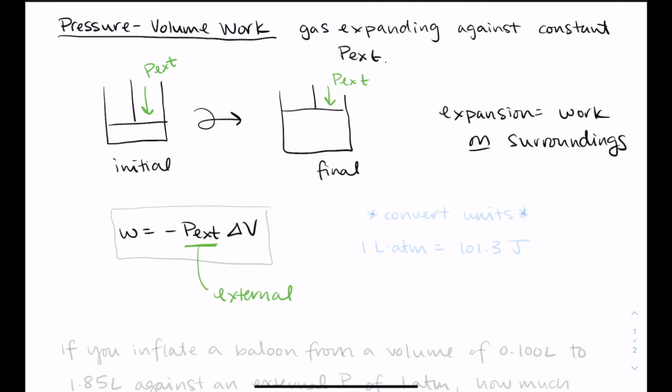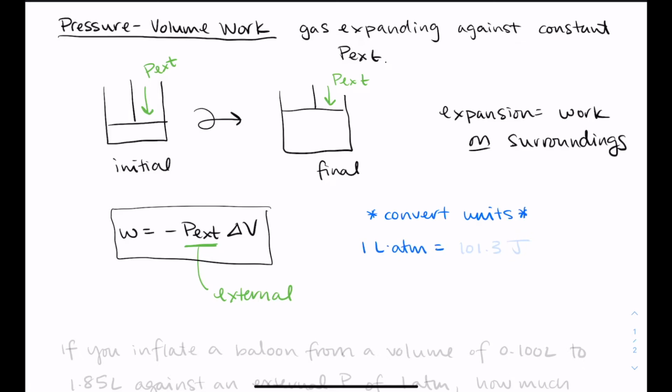So the equation for this is that work is negative P external delta V. So the P external part is super important. It is the pressure pushing down on the piston that the gas has to expand against or work against. The internal pressure is changing, right? The internal pressure is not a constant value because the volume is changing. The external pressure is a constant value. So this has to be the external pressure.